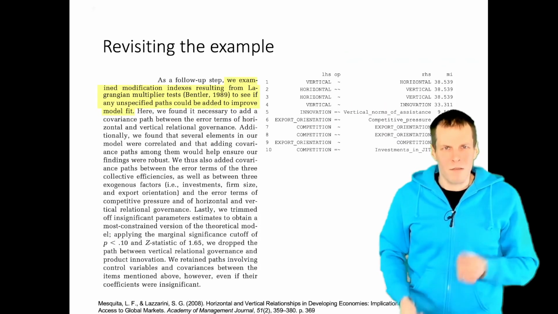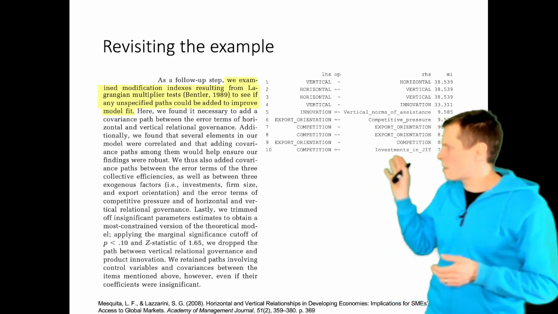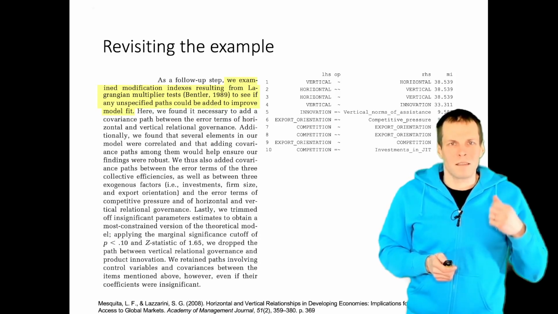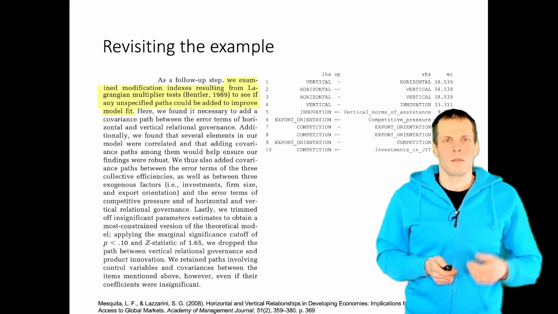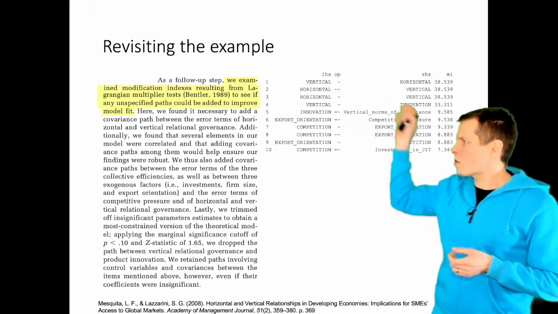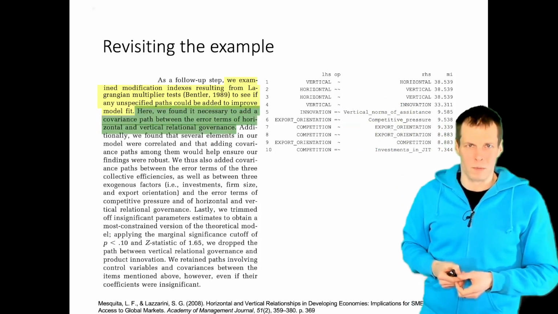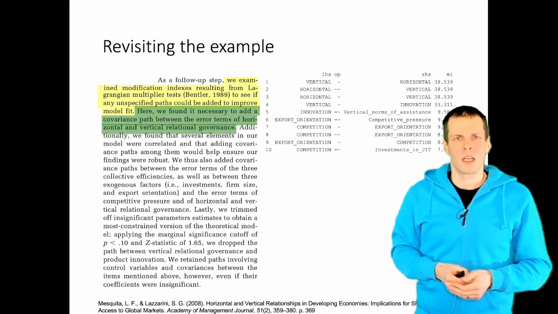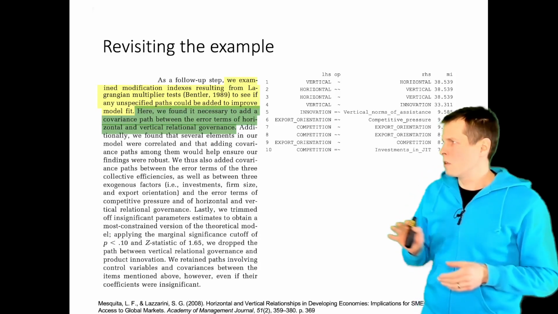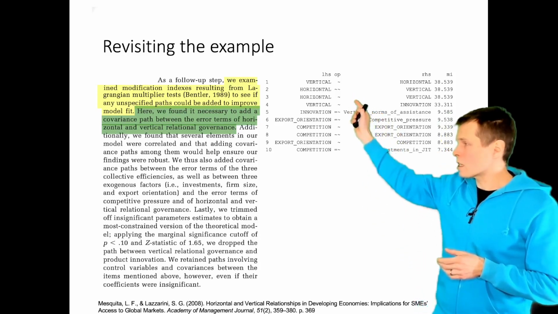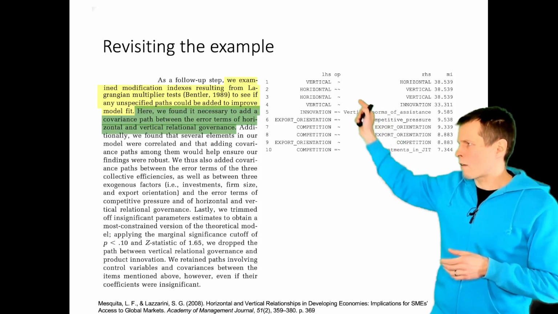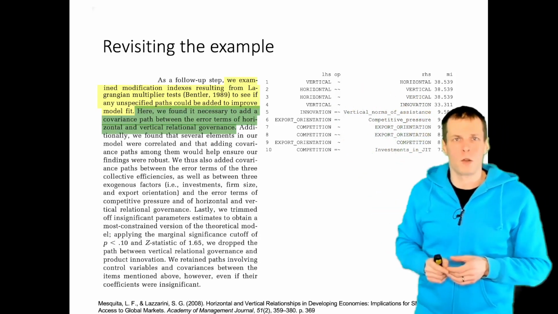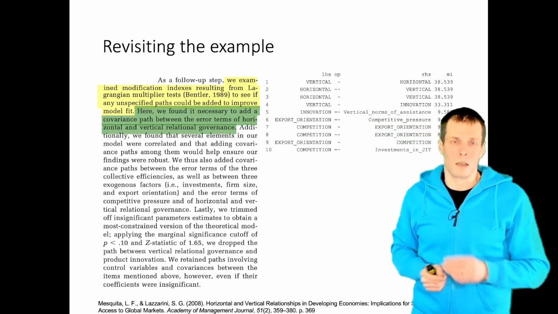Let's revisit the example now. And the modification indices are here. And Mesgreen and Lazzarini tell us that because the computer gives us a modification index for vertical and horizontal, it is necessary to add a covariance path. Well, it's not necessary because the computer actually gives us three options. So we can have a covariance path, which is 2 tildes, or we can have a regression path from horizontal to vertical or from vertical to horizontal. So we have actually 3 different choices that the computer gives us.